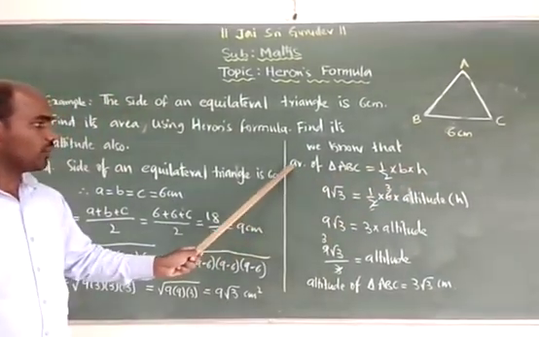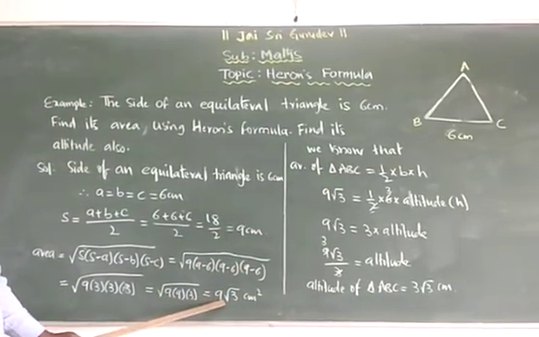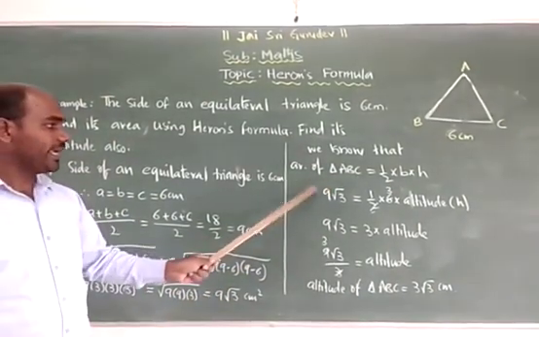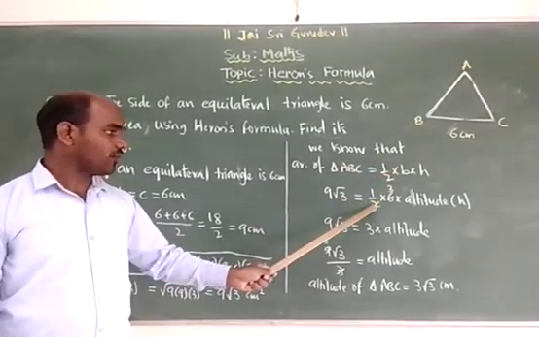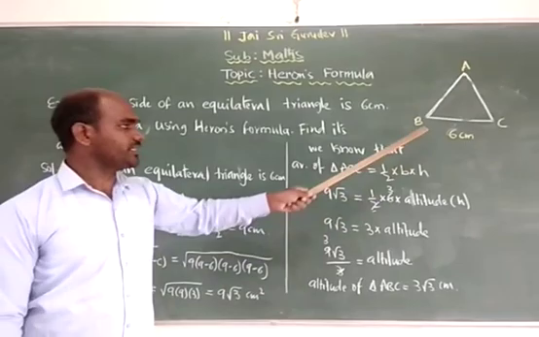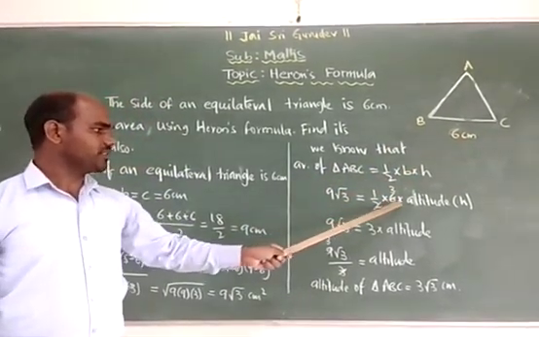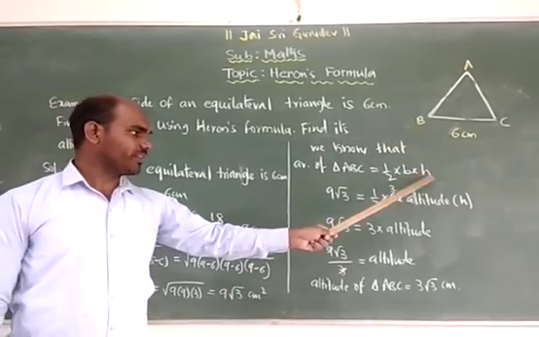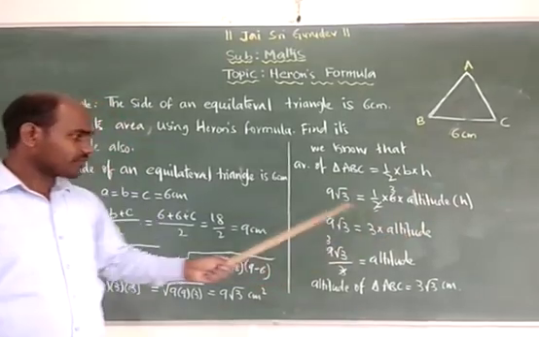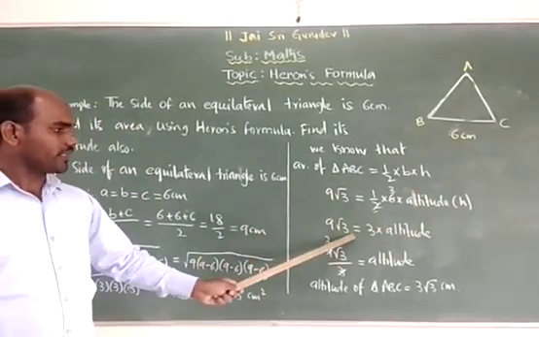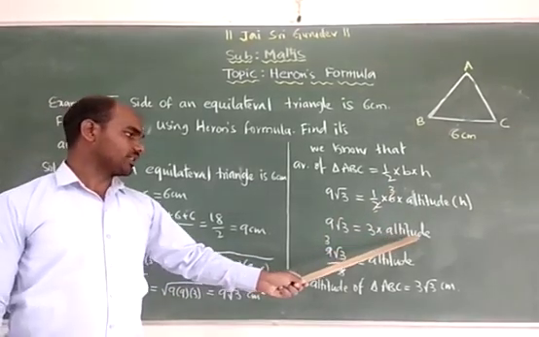Therefore the area of the triangle ABC is 9 root 3 centimeter square. We got it now. So the area of the triangle 9 root 3 is equal to half into base. Base will become BC, so that is 6 centimeters into altitude, the h. Then 9 root 3 is equal to 2 1s are 2, 3s are 3, so we are getting 3 into altitude.